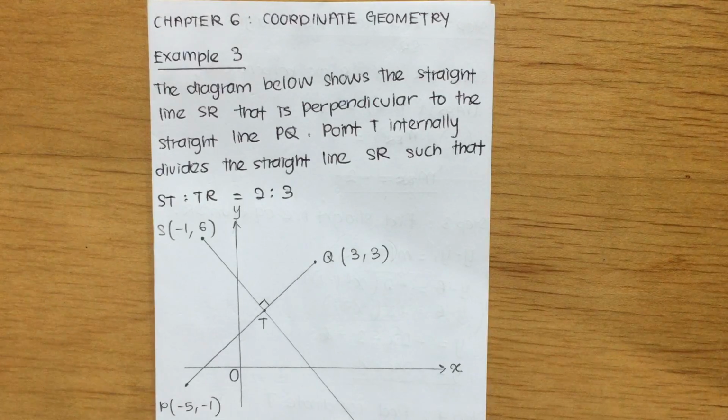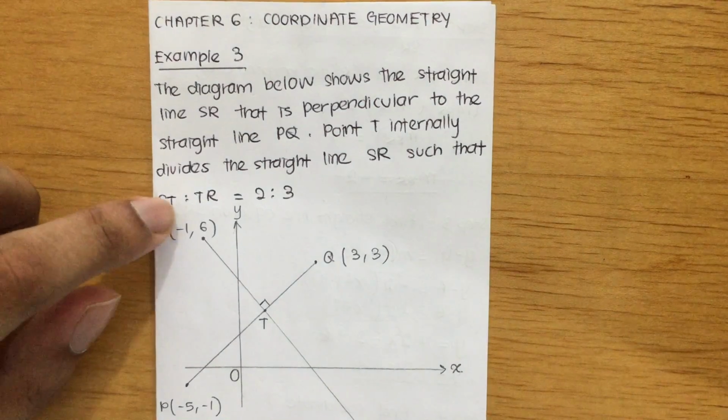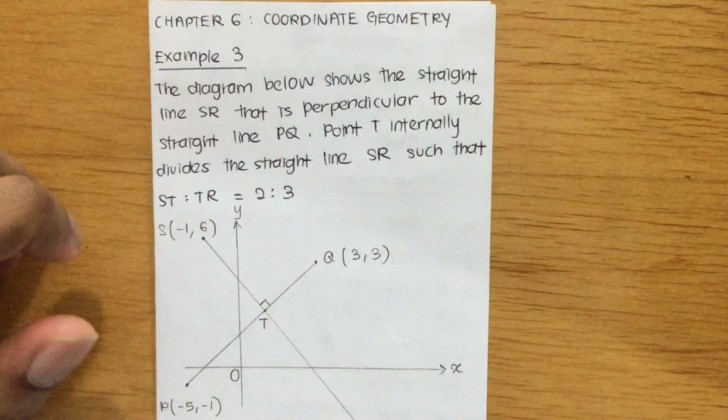The diagram below shows the straight line SR that is perpendicular to the straight line PQ. Point T internally divides the straight line SR such that ST is to TR is equals to 2 is to 3, which means that the ratio of ST is to TR is equals to 2 is to 3.